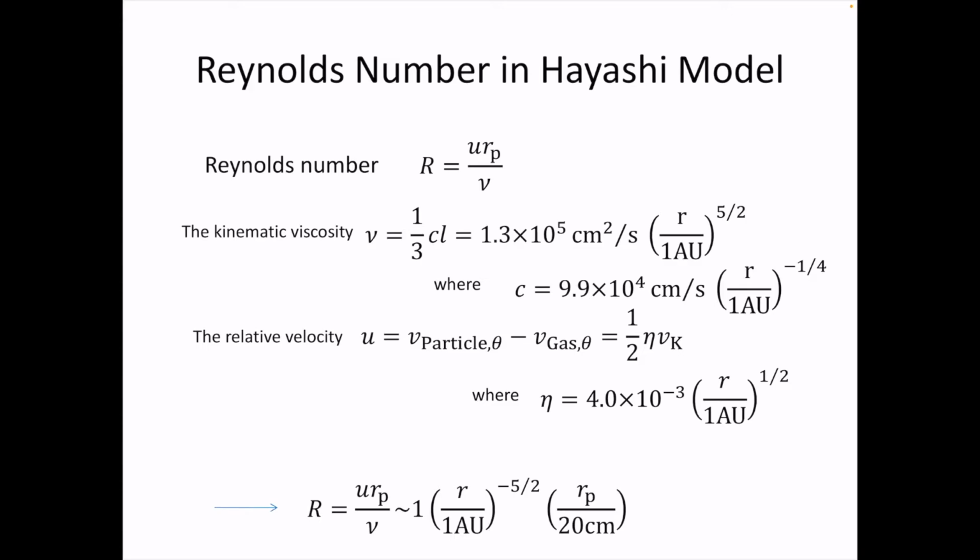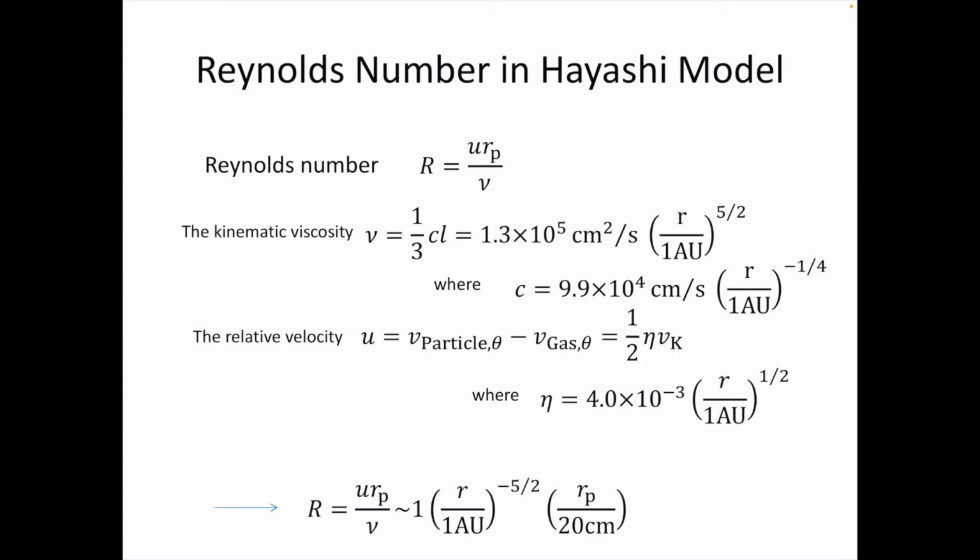Then it becomes 1.3 times 10^5 square centimeters per second at 1 AU. The relative velocity between the gas and the particle can be calculated as 1/2 η v_ks. Then you can substitute these values to calculate the Reynolds number. It becomes 1 when r_b equals 20 centimeters.